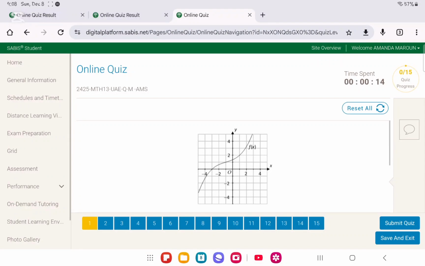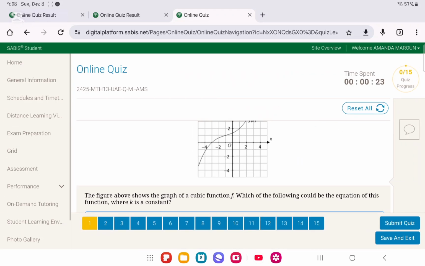So today I'll be explaining the Math AMS of Term 2, Week 3. So let's start. First thing we start with is question 1. The figure above shows the graph of a cubic function f. Which of the following would be the equation of this function where k is a constant?